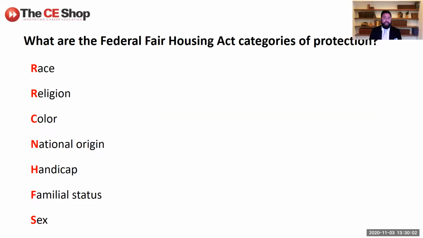What are the Federal Fair Housing Act categories? These are the protected classes. And what this means is that we cannot discriminate on housing in real estate to anyone who is protected by race, religion, color, national origin, handicap, familial status, and sex.